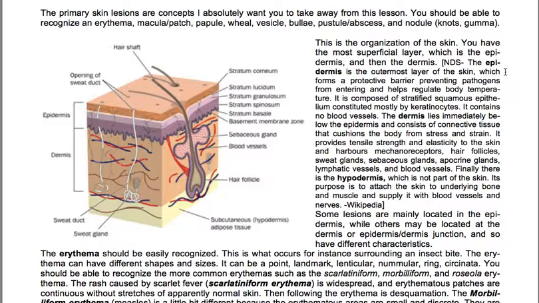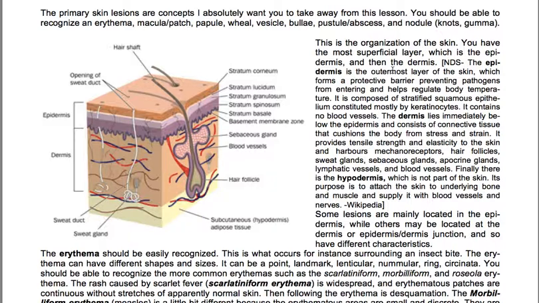You have the most superficial layer, which is the epidermis, and then the dermis. So, the epidermis is the outermost layer, forms a protective barrier preventing pathogens from entering, and helps regulate body temperature. It's composed of stratified squamous epithelium constituted mostly by keratinocytes. It contains no blood vessels.